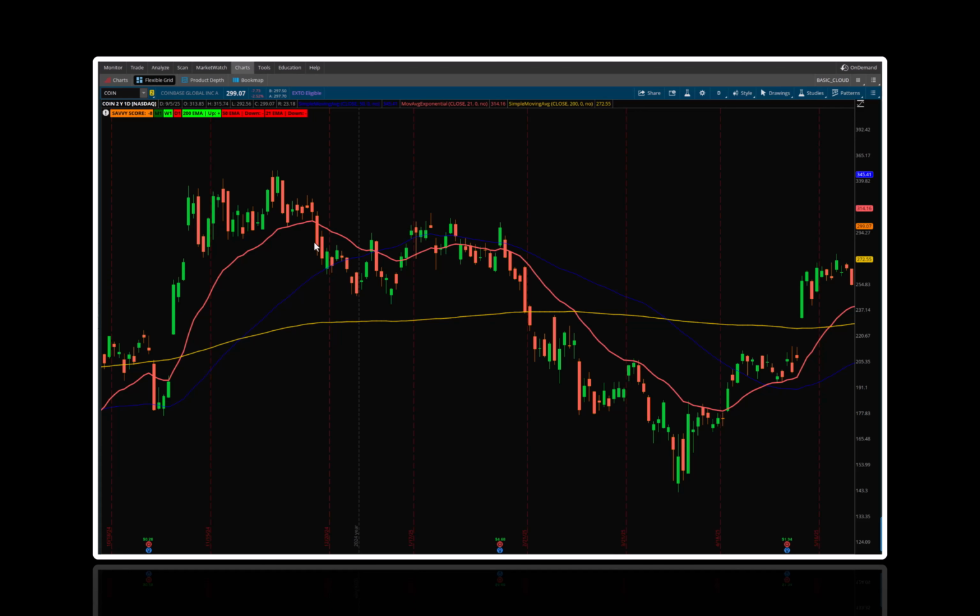And you can see once the slope of the 21 started to move down, there's a point in time here that the slope of the 50 started to move down. 21 was moving up, 50 is moving down. These are stacked negative, 50 on top of the 21.